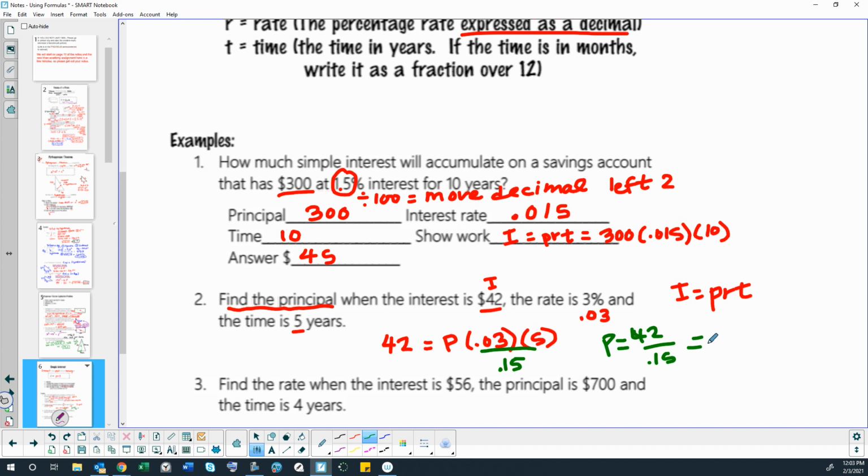Uh-oh. I accidentally did what I told you not to do. So I need to do 42 divided by 0.15. I accidentally multiplied instead. So that gives me 280. That means I would need to put 280 in the bank for 5 years at 3% interest in order to earn $42 without doing anything but having my money in the bank.